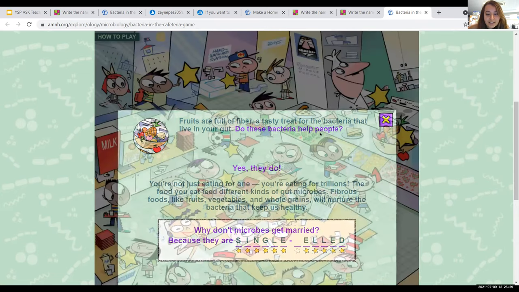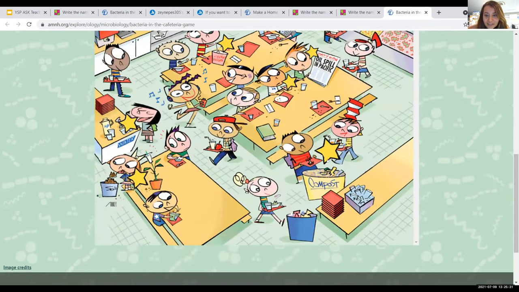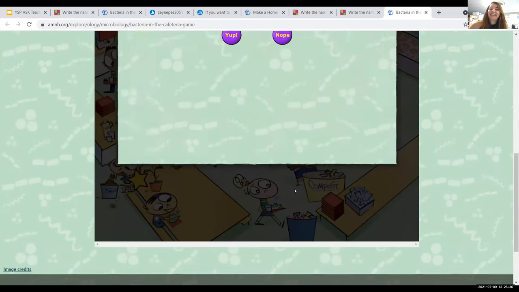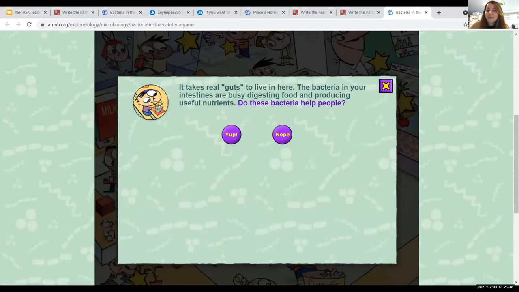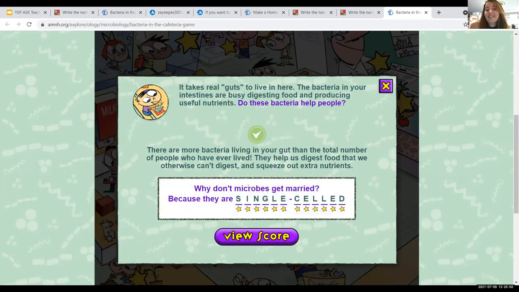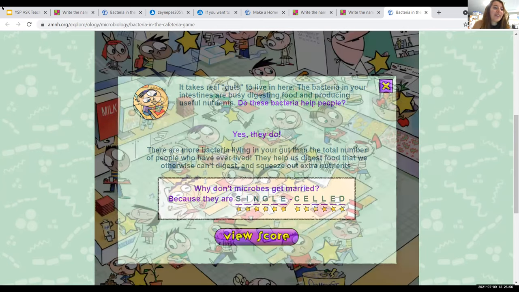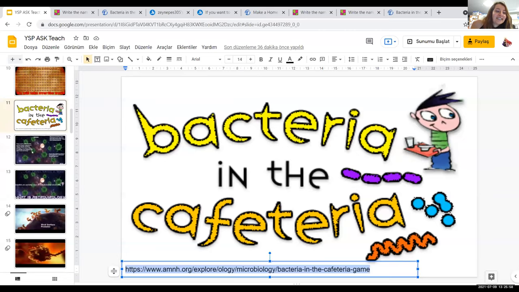So, last question, where are you? I cannot see the star. Oh, okay, here. It takes real guts to live in here. The bacteria in your intestines are busy digesting food and producing useful nutrients. Do these bacteria help people? Yeah, they're helping us. So you already solved the question, but you are really good in this game. Okay, I'm going to make my presentation.